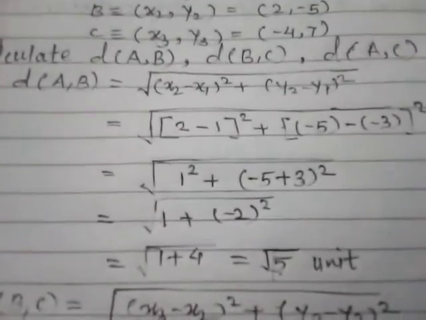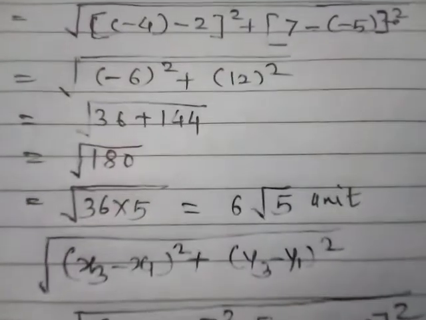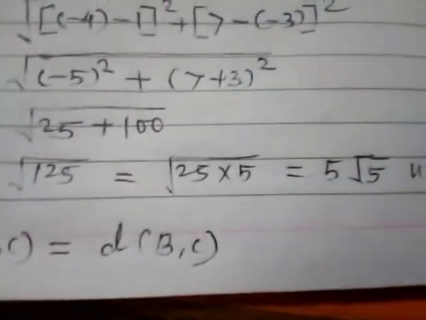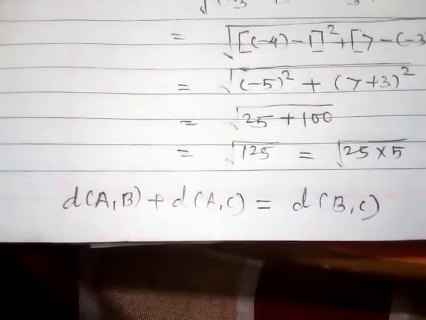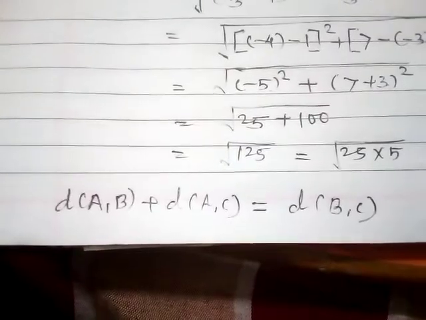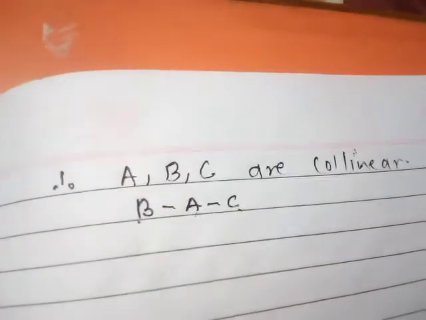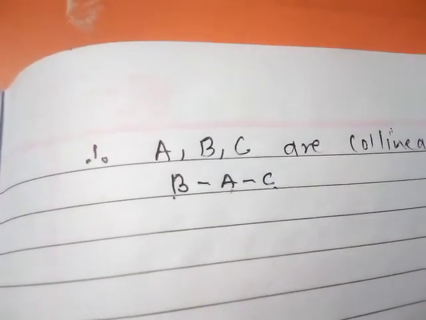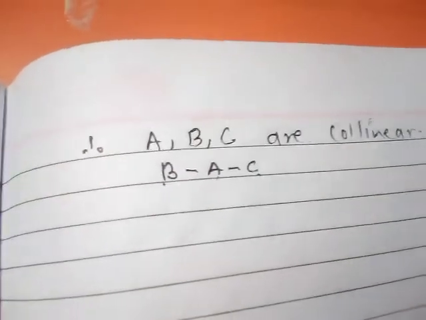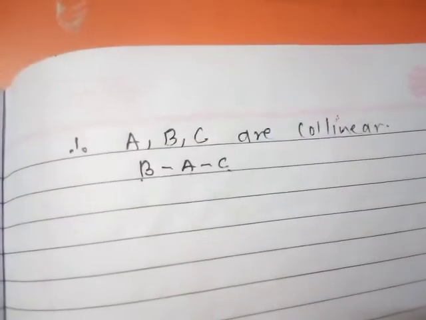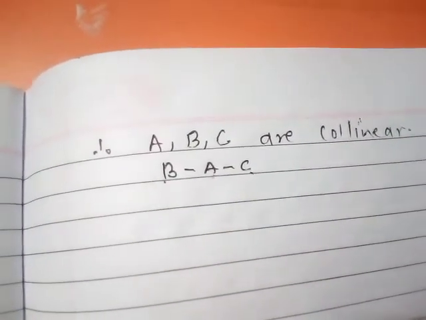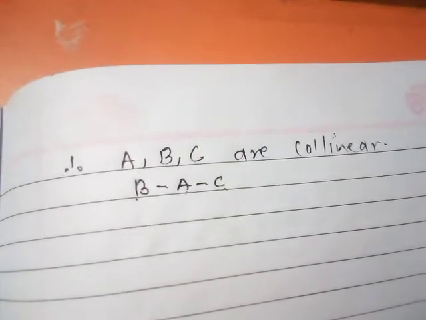Taking these three distances, first root 5, second 6 root 5, and third 5 root 5, we get the relationship that distance AB plus distance AC is equal to distance BC. Therefore these 3 points are collinear, and the betweenness is B-A-C. If we don't get any such relationship, that is, the sum of the two smaller distances is not equal to the larger distance, then these 3 points are not collinear.